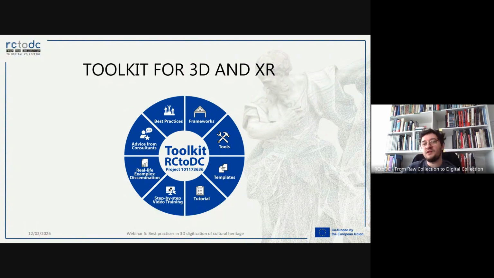As you can see on the slide, the toolkit is organized into multiple key modules, each addressing a specific aspect of digitization and data integration. These include frameworks for digitization planning, equipment guides, templates for metadata standardization, training materials, and case studies from real-world applications. By leveraging these resources, cultural heritage institutions will be empowered to execute high-quality 3D and XR digitization projects, ensuring the sustainability and accessibility of their digital collections.